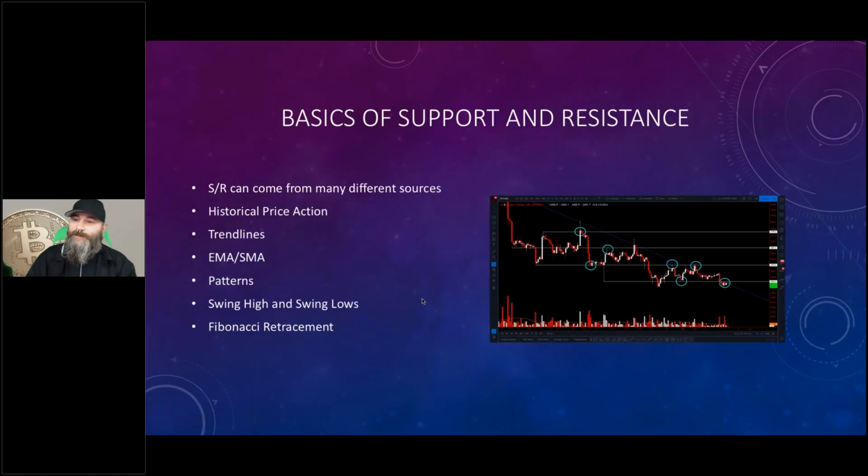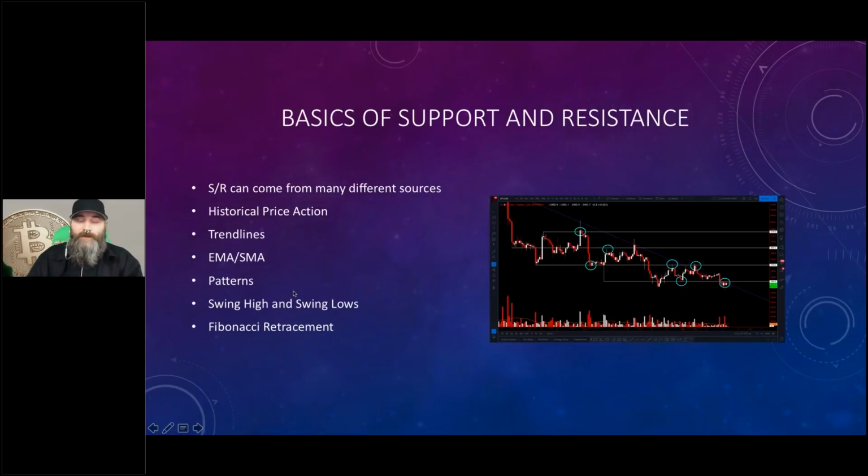So the basics of support and resistance can be broken down from many, many different sources. Historical price action, as you can see on this chart here. This swing high ended up being a level of resistance, just as this swing low ended up being a level of support, which in turn turned into resistance. Okay? Trend lines. This line down here, you can see it was resistance. Price under the trend line is going to act as resistance. Price above the trend line will act as support. EMAs, SMAs, any moving averages, right? These are all part of support and resistance.